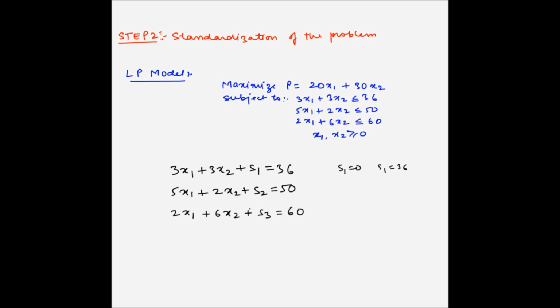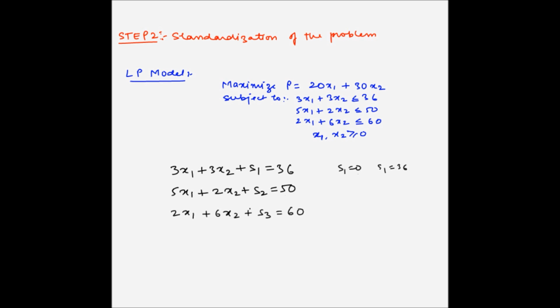Now, since we have introduced 3 new variables in the LP model, we need to make sure that these 3 variables are included in the objective function as well. S1, S2 and S3 represent the cost which the firm will pay for the unused capacity, which may include electricity cost, idle labor, unused raw material, etc.